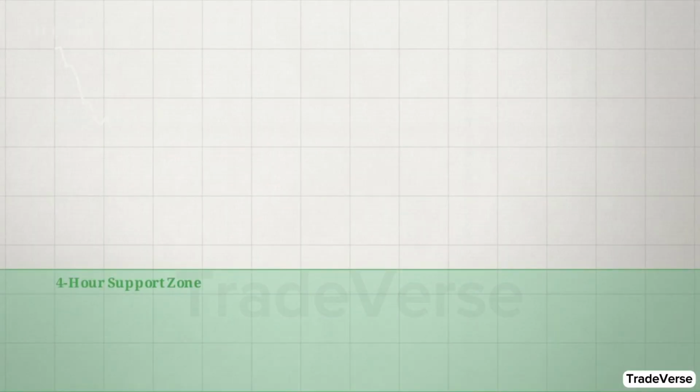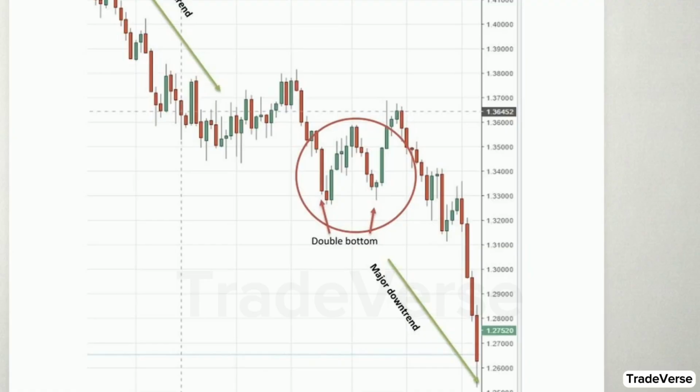for our entry setup. First, wait for the price to drop directly into that green 4-hour support box we just drew. This creates our first bottom. Next, you want to see a slight recovery rally upward, followed by a second drop right back down into that exact same support box. This chart shows the classic W structure circled in red.